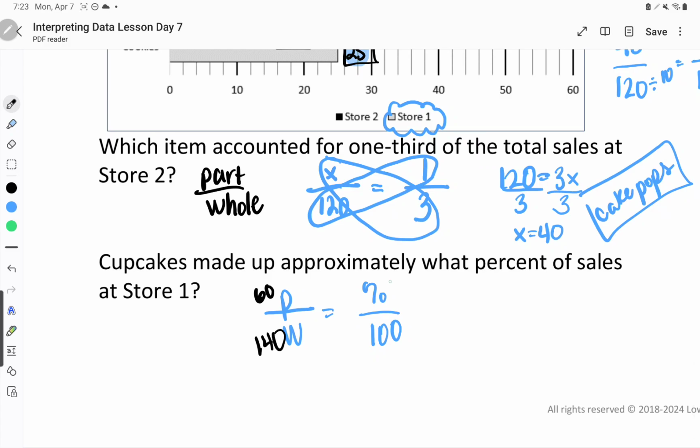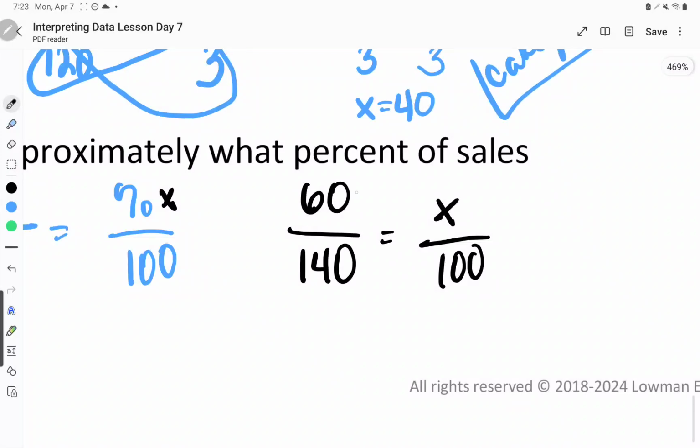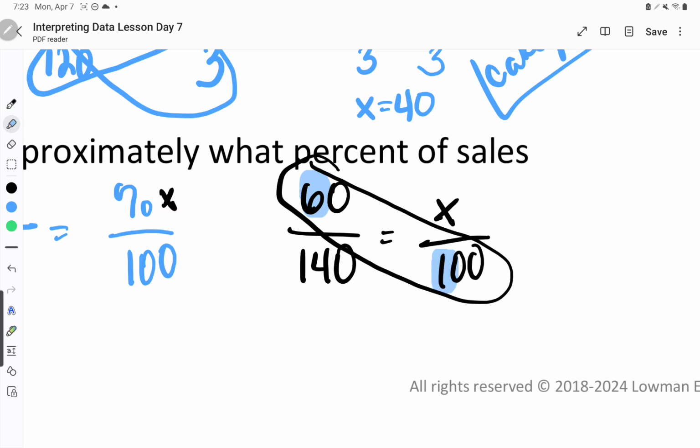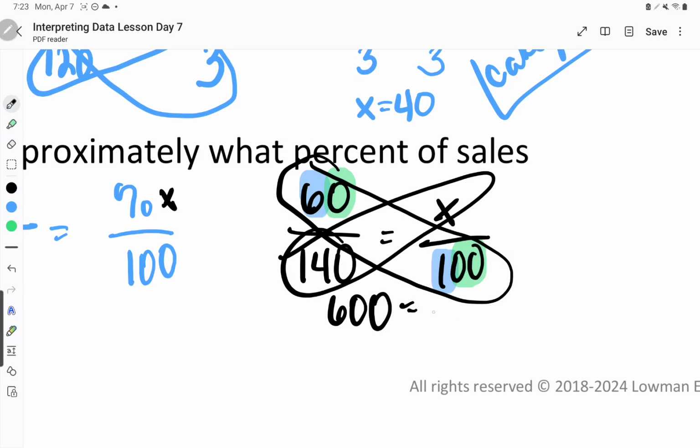And then it's asking about the percent, so we don't know what the percent is. So we have 60 over 140 equals x over 100. And I solve by cross multiplying, so I have 60 times 100 to start with. I start with the 6 times 1, which gives me 6. And then I just tack on my 1, 2, 3 zeros, equals 140 times x, which gives us 140x. I divide both sides by 140, and those cross out.